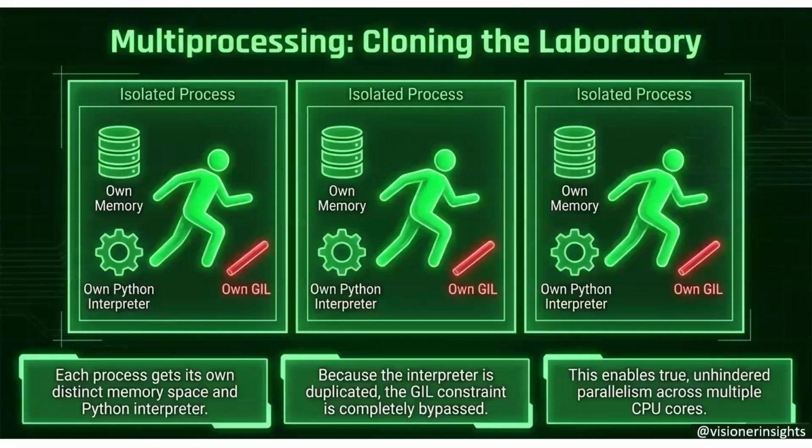But what if we're dealing with our second prescription, the CPU-bound problems? If that single GIL bouncer is the problem, multiprocessing basically says, you know what, let's just build more clubs. Notice how instead of sharing memory, every single isolated process gets its own distinct memory space, its own Python interpreter, and crucially, its very own GIL. Because the entire interpreter is duplicated across your CPU cores, you completely bypass the GIL constraint. This is how you achieve true unhindered parallelism.